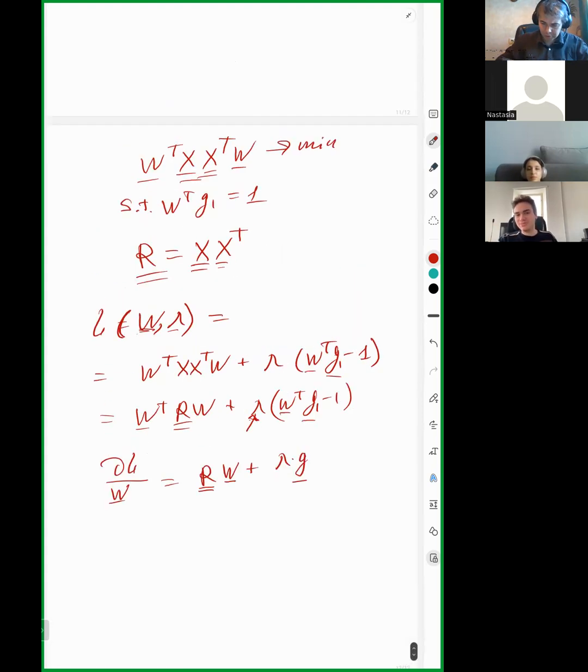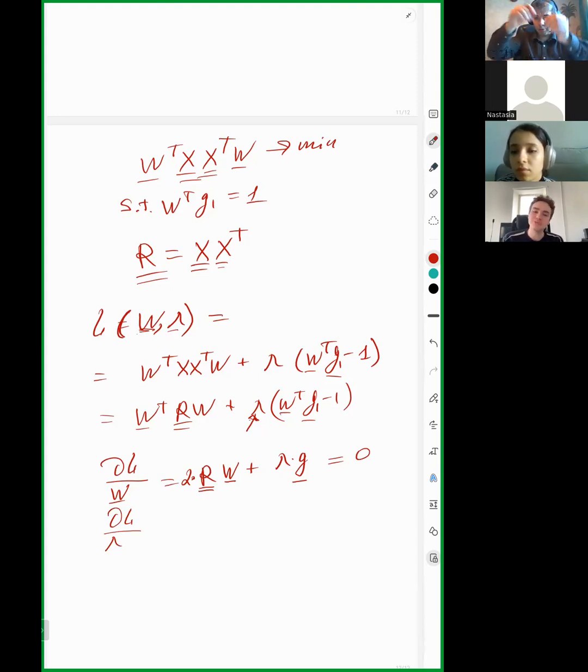So this is the first equation, and you want this to be equal to 0. And frankly, you have to put a 2 here, just because it's a square. So 2RW plus lambda G is equal to 0. And then the other thing, dL over d lambda, also has to be equal to 0, because this is your other variable. Now it used to be only a function of W, but now it's a function of W and lambda. And of course the derivative with respect to all W and lambda has to be 0.